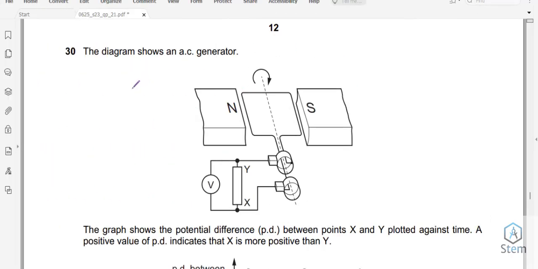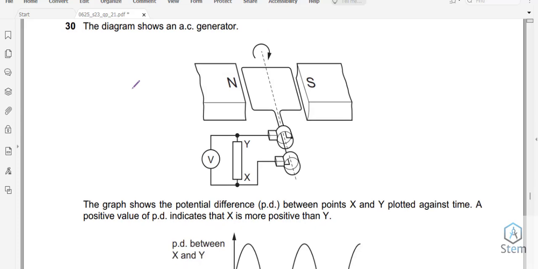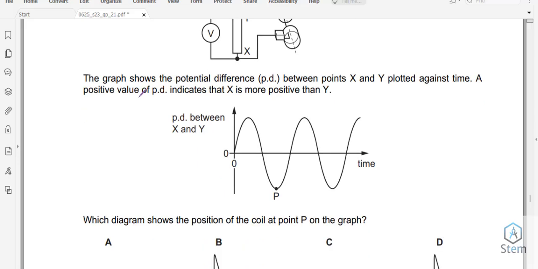Number 13. The diagram shows an AC generator. The graph shows the potential difference between points X and Y plotted against time. A positive value of PD indicates that X is more positive than Y. Which diagram shows the position of the coil at point P on the graph?